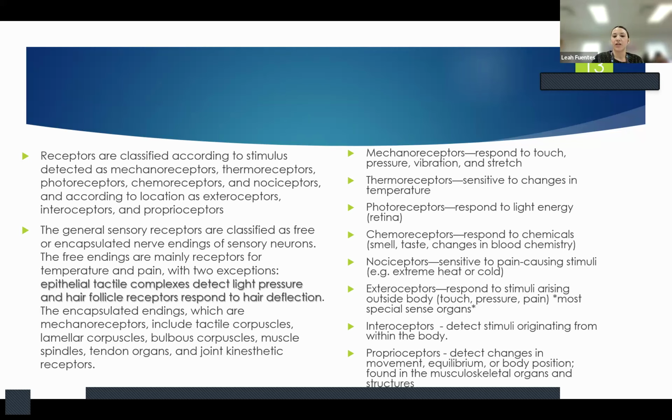Exteroceptors respond to stimuli arising outside of the body. So these are touch, pressure, pain, like if you grab something that's hot, and most special sense organs. Interoceptors detect stimuli originating from inside the body. And then the proprioceptors detect changes in movement, equilibrium, or body position found in the musculoskeletal organs and structures.